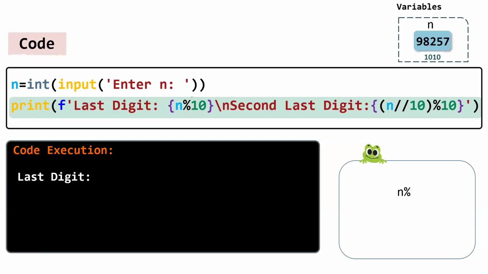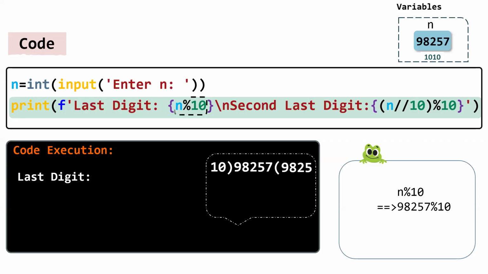Now, last digit: it has to execute n modulus 10. So what is the value of n? The n value is 98257. 98257 modulus 10. If you divide 98257 by 10, you get 9825, and the remainder is 7. What is 7? The last digit there, right? Done. So we got the first answer.